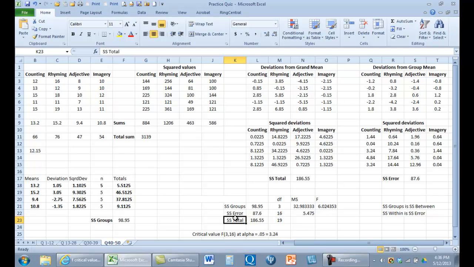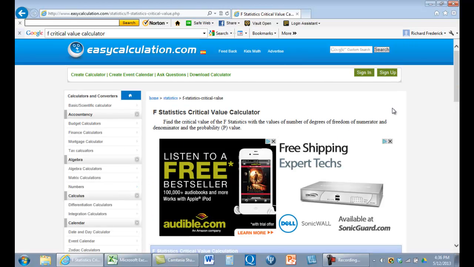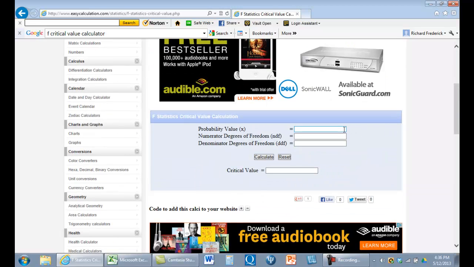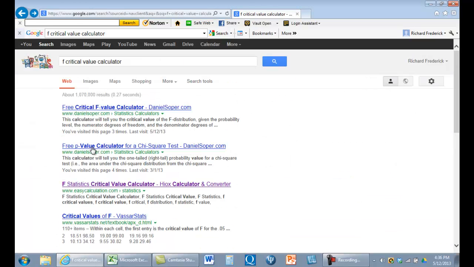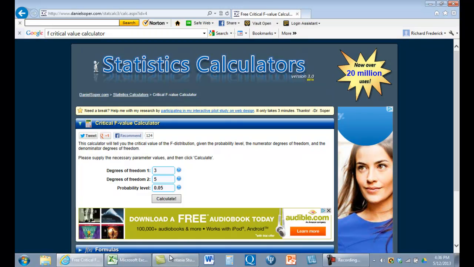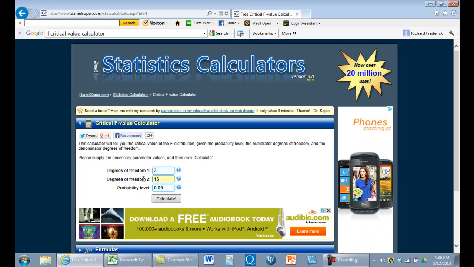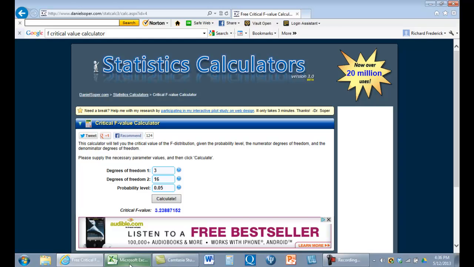Now the last thing I want to do is just show you how to find the critical value. I just don't use tables anymore. The reason I don't use tables anymore is because it's tedious. You can find your critical value easily with something like this. Well, I haven't used this one. That's not what I was expecting. Let's, here, we'll use this Daniel Soper one. That's very easy. Okay, so our degrees of freedom were 3 and 16. So we'll just put 16 in here. Our alpha is 0.05. Calculate. And we'll see that it's 3.24, which is what I had here.